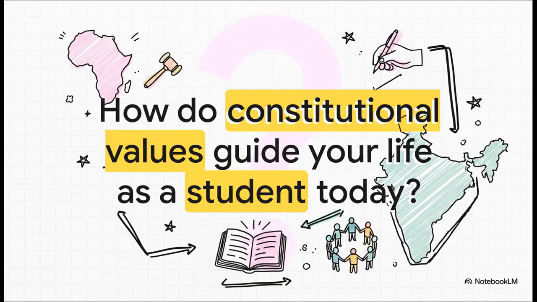And before you go, just one last thing to think about. This wonderful rulebook was written more than 70 years ago, but how do its values like equality, justice, liberty guide your life today? As a student, in your classroom, with your friends, give it a thought.